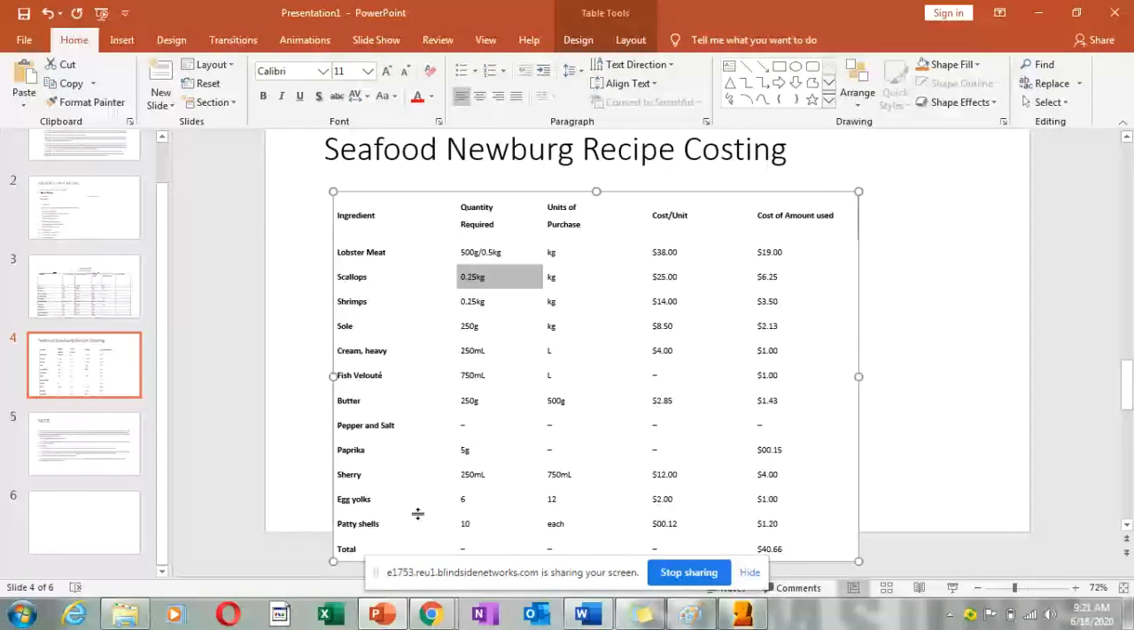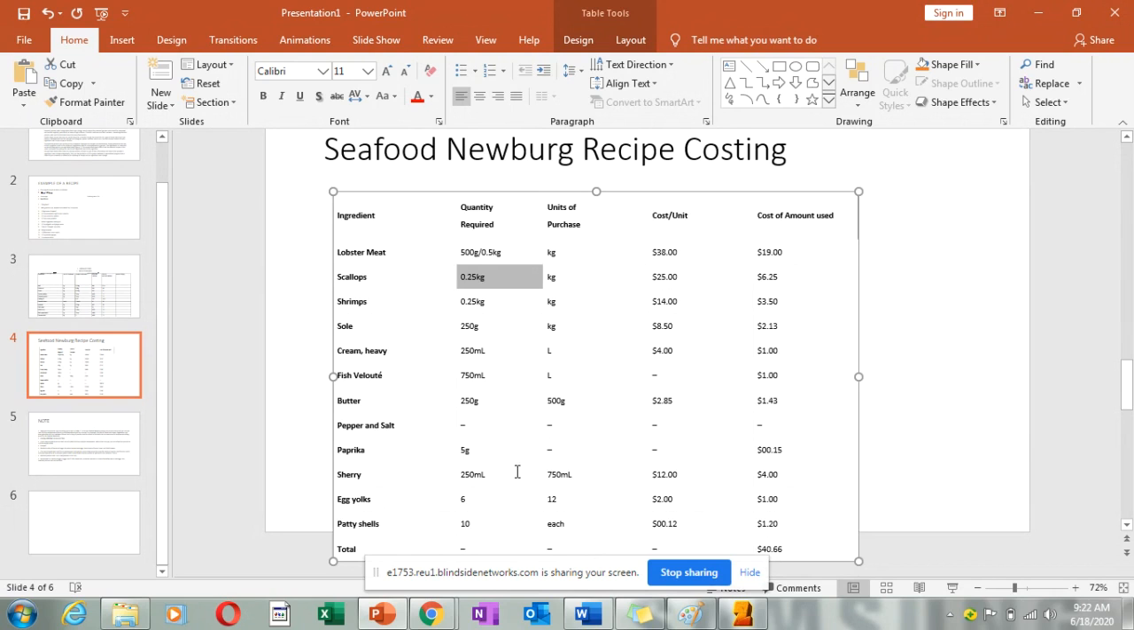Then, of course, look at the eggs. The quantity required is 6. They are buying in a tray of 12, like the ones you see in the supermarkets, in six pieces or 12 pieces packed together. Then they are saying that the price is $2. So the cost of amount used is $1 because you're using half of the 12 eggs. Then, of course, down there, we have the total. This total here is the recipe cost. It should be here as the sixth column, but it has been given down there as a total. And if you add all of these, you get $40.66. Are we together? Yes. So that is it.